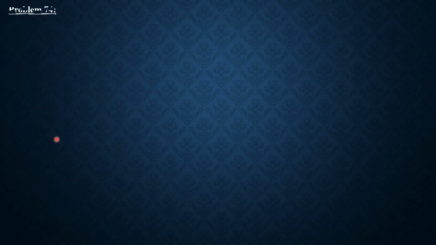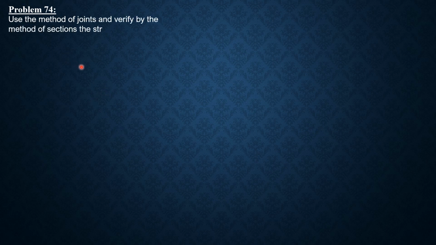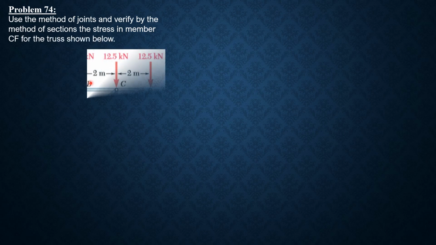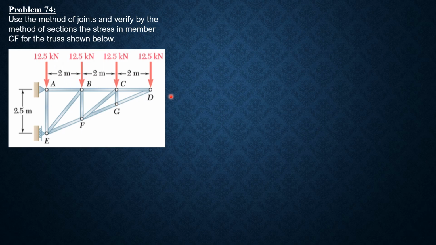For this problem, use the method of joints and verify by the method of sections the stress in member CF for the truss shown below. Here is the truss, a cantilever truss. We are required to compute the member force of CF. This is CF here, and we apply the method of joints first.